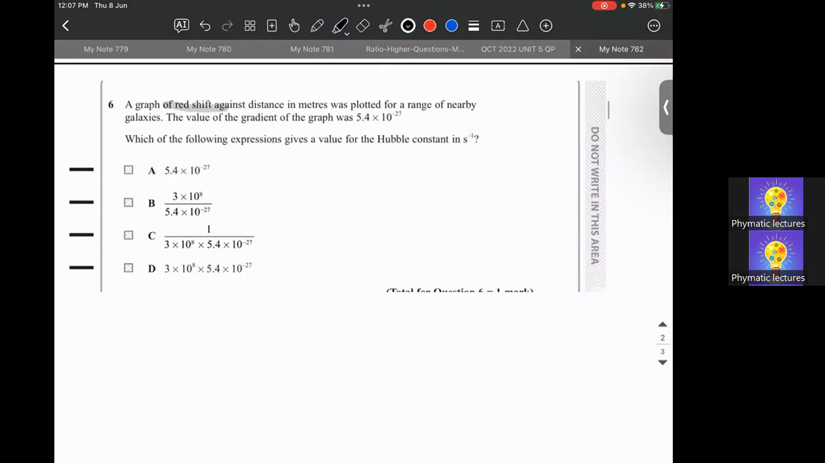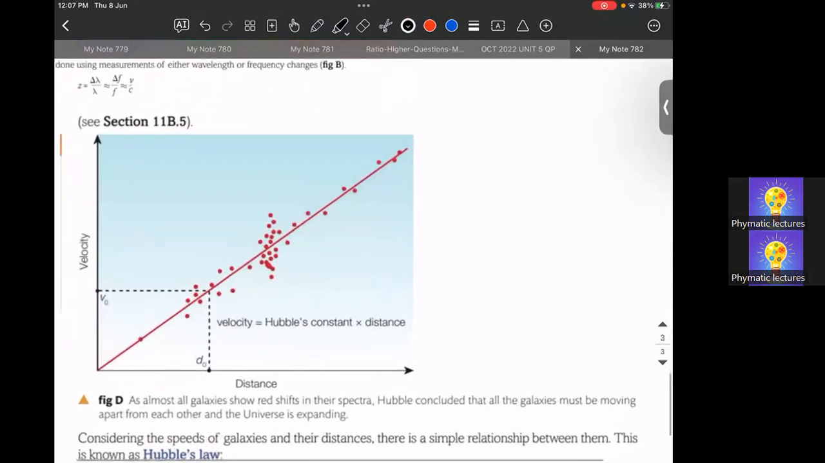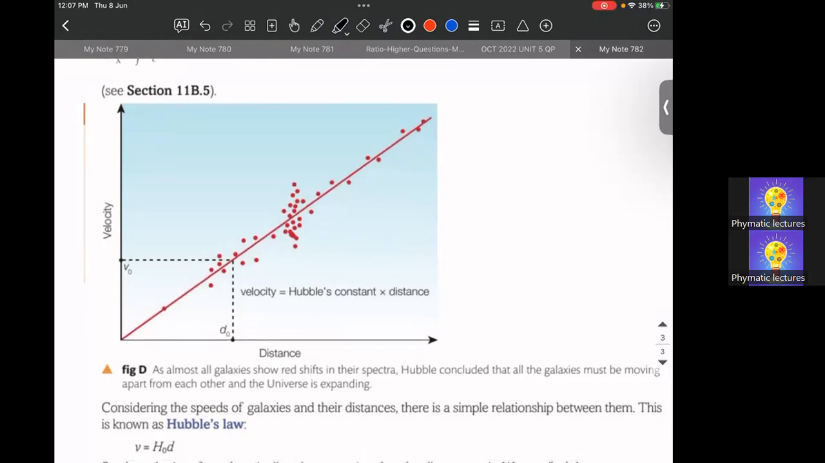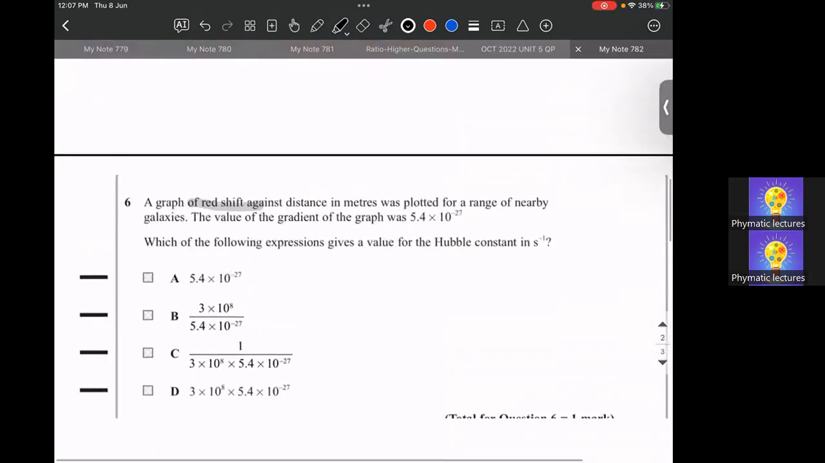Basically, we know Hubble's law, right? In Hubble's law, this is a snip from your textbook itself. If you are plotting a graph of velocity of the moving galaxies versus the distance, we will get a straight line with a best fit, and the gradient of that will be the Hubble's constant, correct? If the question were a velocity versus distance graph, the gradient would give the Hubble's constant. But here in this question, they are not giving the velocity. Instead, they are giving a graph of redshift against distance in meters.